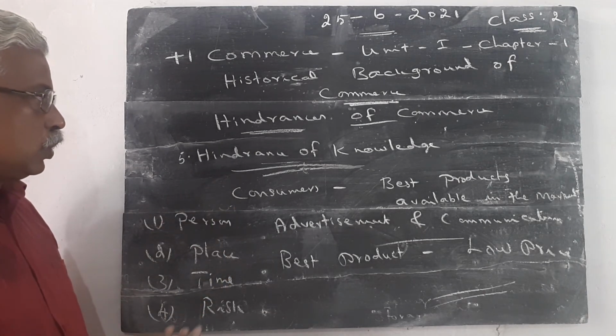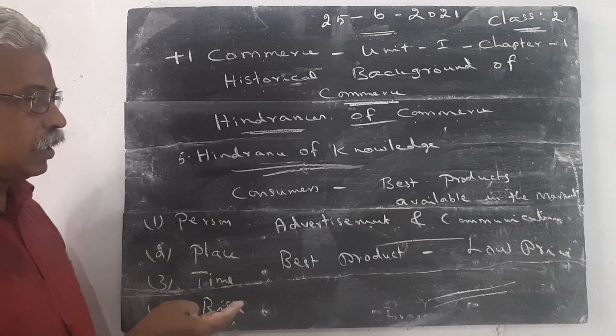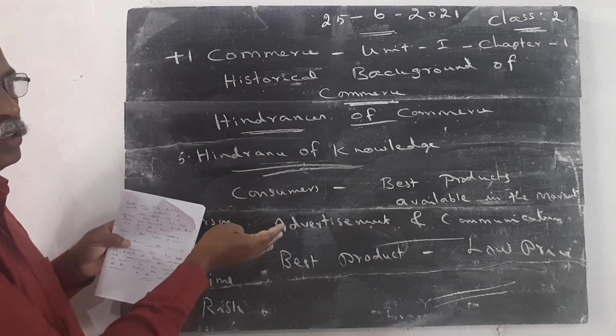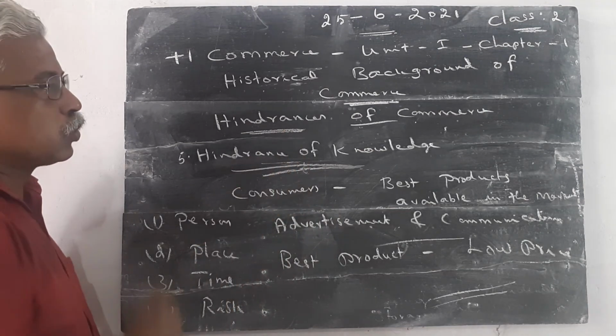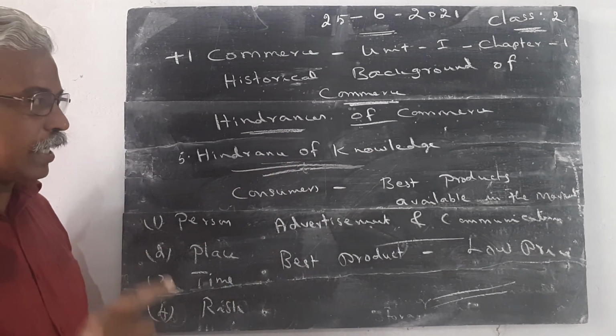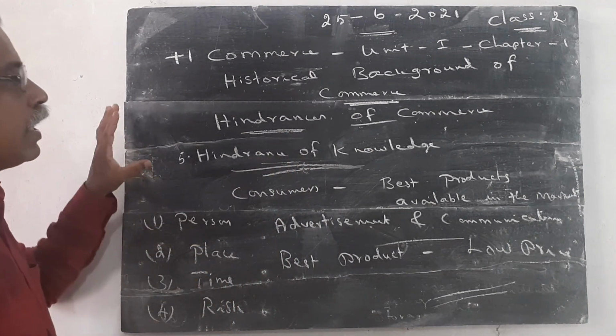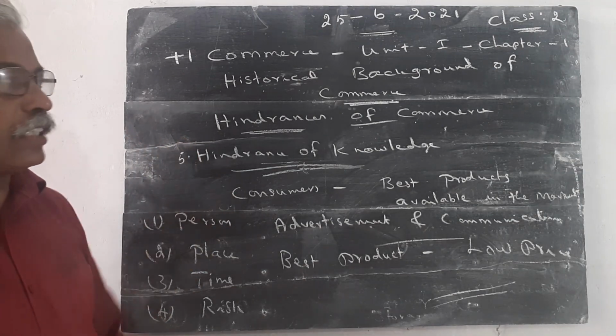Please try to follow the textbook and these notes. With the help of this video, you have to study this question, hindrances of commerce. The book contains 10 points, but you will write only 5 points in the examination.